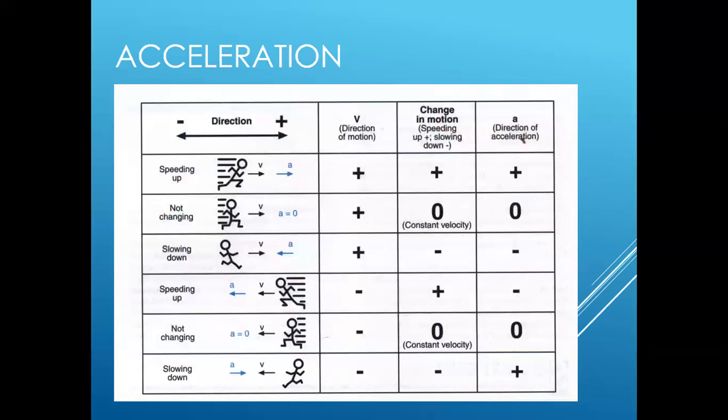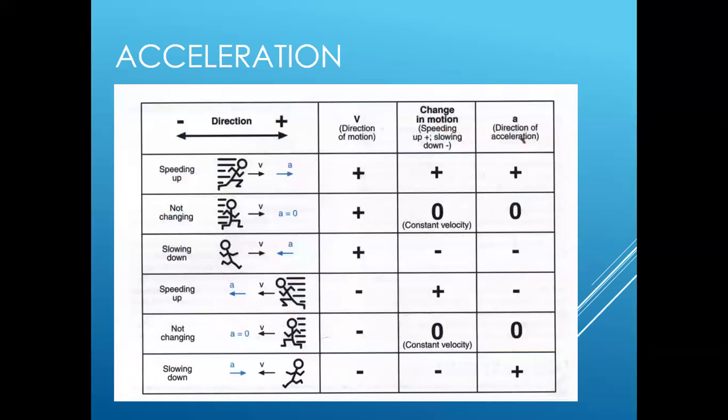If they are running in a negative direction and their velocity is constant, meaning there's no change in their motion, then of course their acceleration is still zero. It's not a positive or negative zero, right? Zero is just zero. And if someone is moving in a negative direction, so their direction of motion is negative, and they are slowing down, so their change in motion is negative, then we've got a negative times a negative, which gives us a positive acceleration.